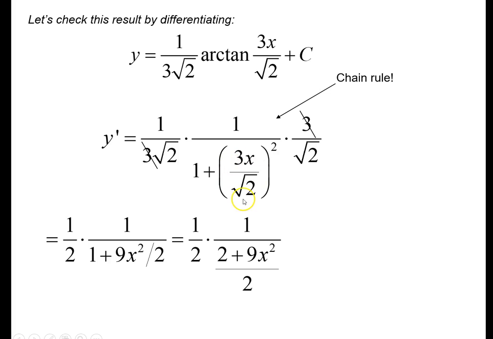Square this expression in the parentheses. That gives me 9x squared over 2. Get a common denominator on the bottom. Use the reciprocal, so that 2, don't have to use the reciprocal yet, just cancel that 2 out with the 2 that you have in front. And this was what we started with. This was our original integrand in the last question.